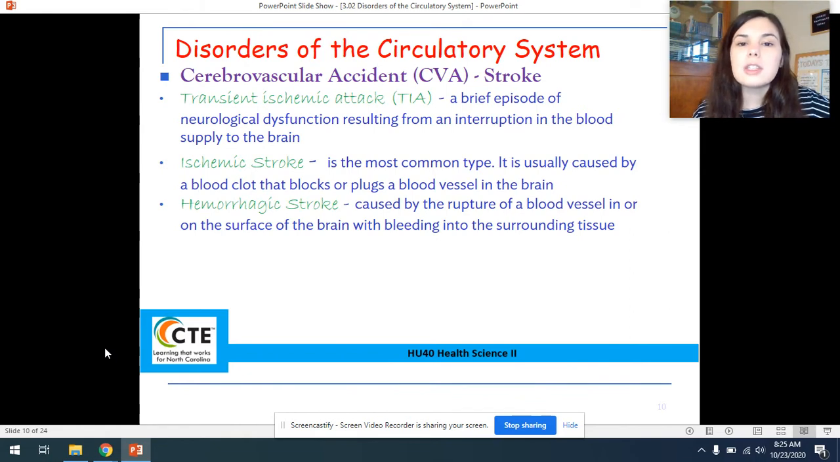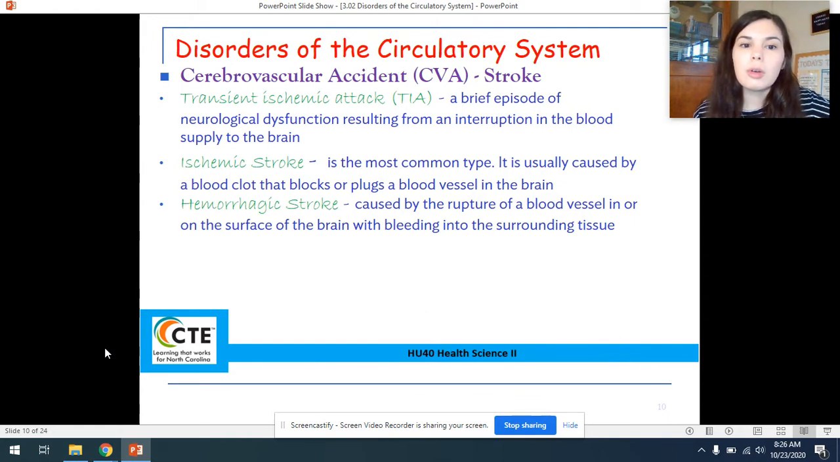Cerebrovascular accident, or CVA, is a fancy word for a stroke, but there are different types of strokes. The first one is transient ischemic attack, or a TIA. This is a brief episode of neurological dysfunction which results in the interruption of blood supply to the brain, and typically a TIA is described as a mini stroke.